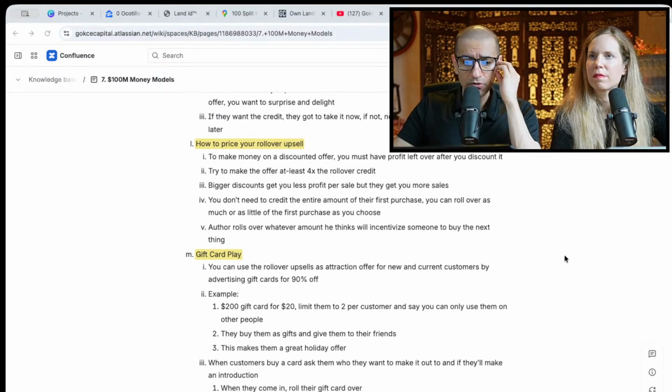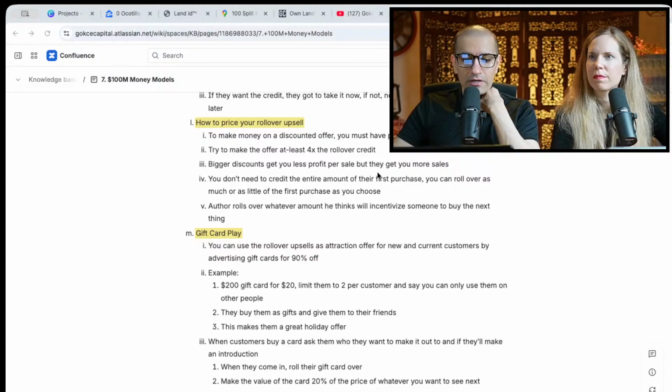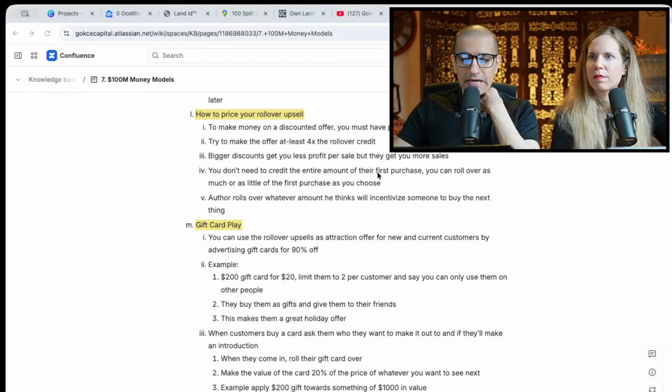How to price your rollover upsell? To make money on a discounted offer, you must have profit left over after you discount it. Try to make the offer at least 4x the rollover credit. Bigger discounts get you less profit per sale, but they get you more sales. You don't need to credit the entire amount of their first purchase. You can roll over as much or as little of the first purchase as you choose.